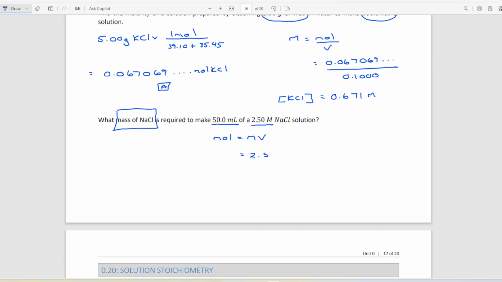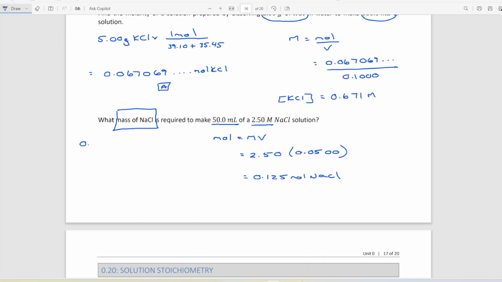So you're going to take that 2.50 and you're going to multiply it by 0.0500 liters. So 2.5 times 0.05 is going to equal 0.125, and this is the moles of sodium chloride. And now what we have to do is convert from moles of sodium chloride into grams of sodium chloride.